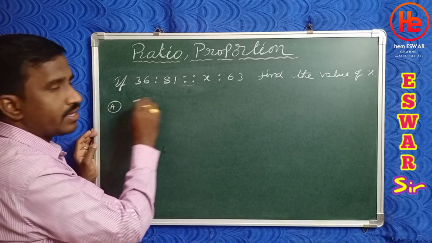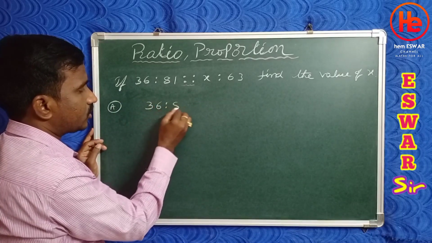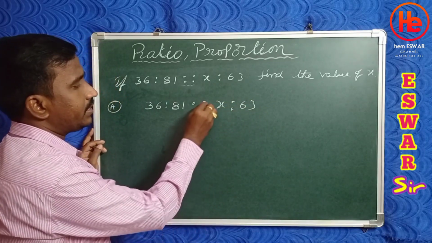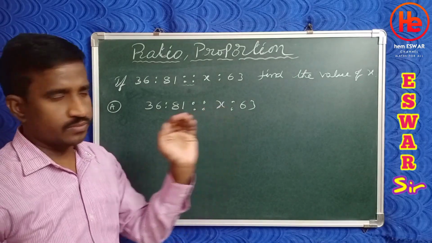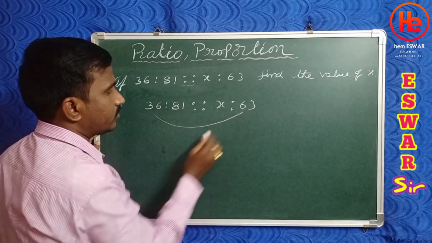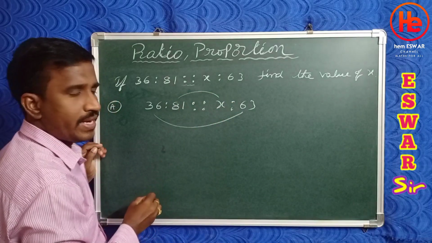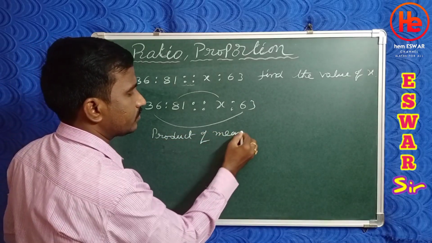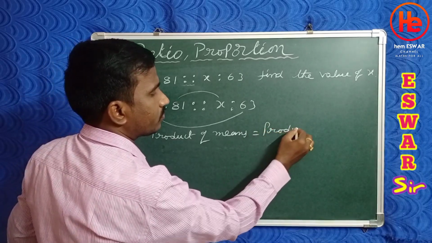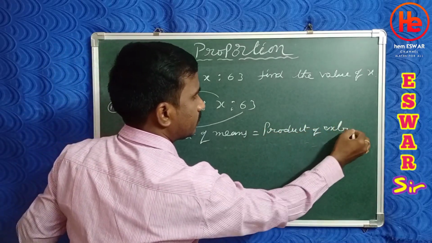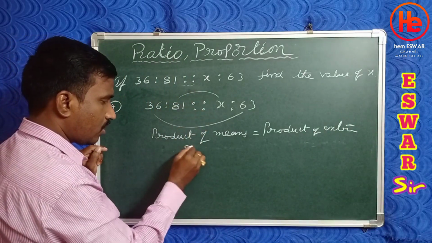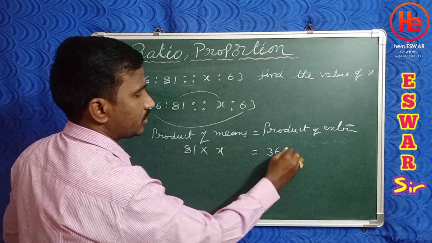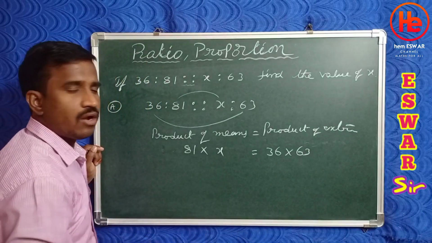So here what are the given ratios? 36 is to 81 is as x is to 63. This symbol indicates these two ratios are in proportion. Proportion means the product of extremes is equal to the product of means. That's why product of means is equal to product of extremes. What are the means here? 81 into x is equal to extremes, 36 into 63. Now find the value of x here.